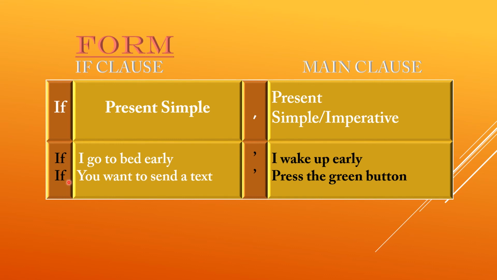Another example, if you want to send a text, comma, press the green button. If plus subject plus present simple want and the complement, comma, press the imperative verb, the green button, the complement of the sentence.